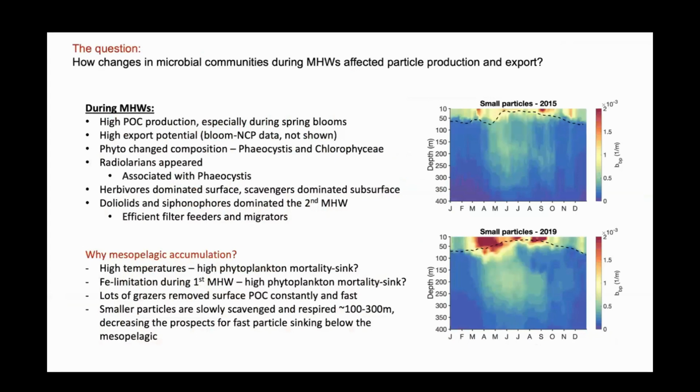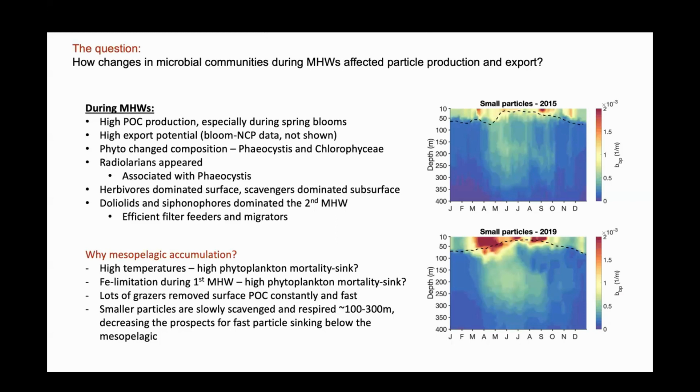So just the question: how did changes in microbial communities during marine heat waves affect particle production and export? Just tying the POC with the biology. High POC production, especially during spring blooms, and especially during that second marine heat wave, had also high export potential. I don't show NCP here, a little bit more than that. Phytoplankton changed composition, as we saw: Phaeocystis and Chlorophysis grew way more than in non-marine heat wave years. They're super tiny, they sink slower. Radiolarians appeared for the first time in the area, and we think they are associated with Phaeocystis because of sulfur.